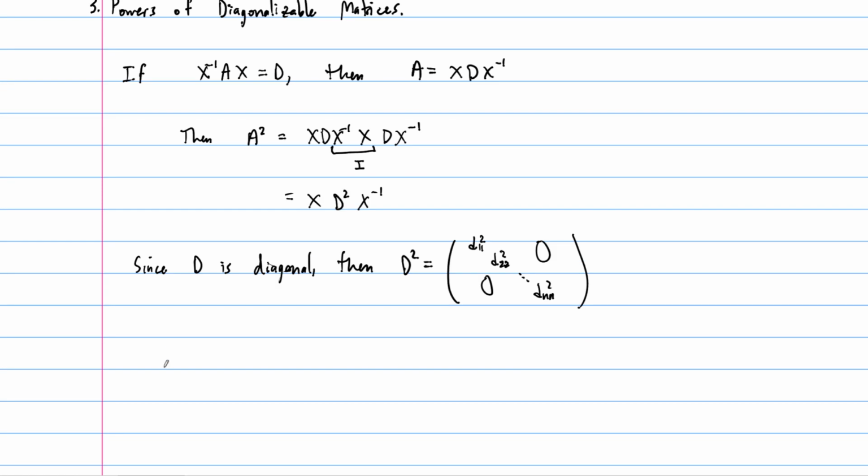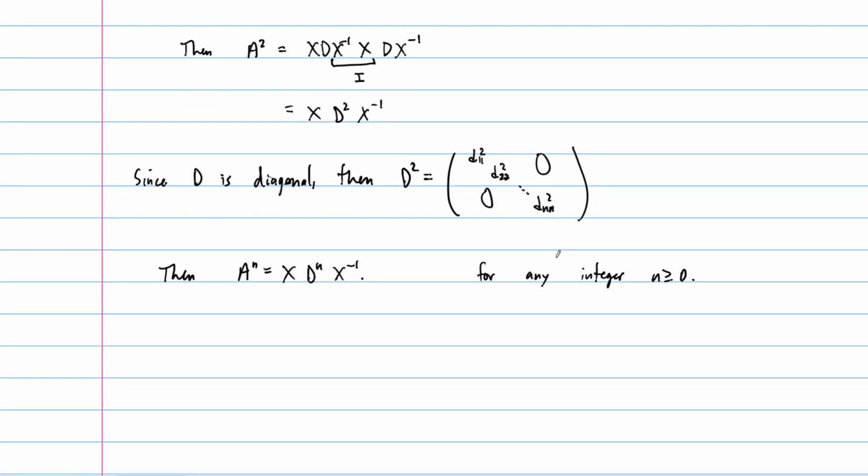And so what we end up with is that any power of A is going to obey the same rule. A to the power n is going to equal X times D to the power n times X inverse. We get the same exact situation here for any integer n greater than or equal to 0.